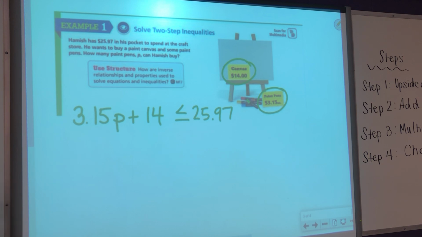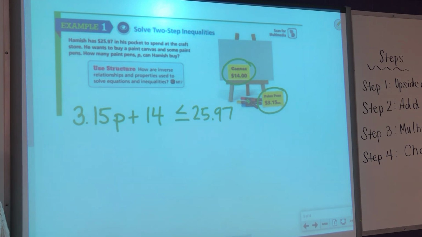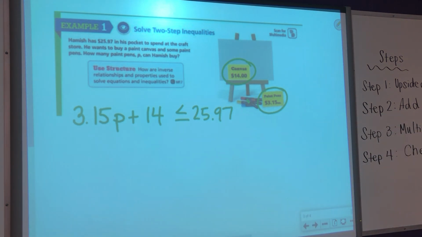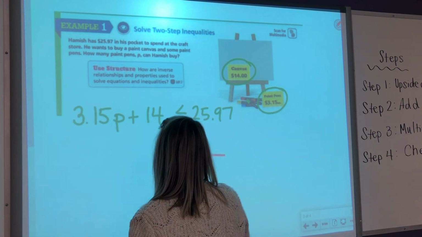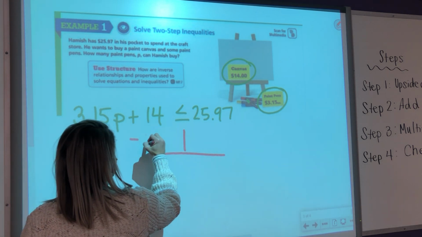Now, the difference between these problems and the ones that we've been doing is these are going to have decimals in them. Is that okay? Yes. We've done this. We know how to do this. Follow our steps, right? Upside down T. Add or subtract. Multiply or divide. Check or answer. So what am I going to do first if I want to solve? Very good, Anna. Subtract 14.